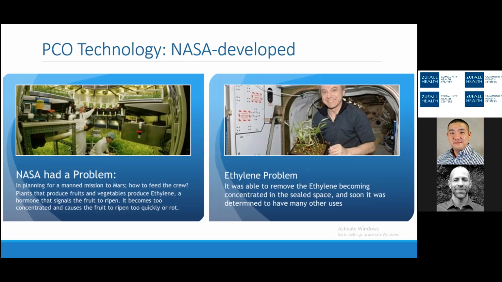And so they had to find a new technology to remove ethylene, a VOC, which cannot be removed by filtration devices. So PCO technology was created and implemented for this use, and it was also found to be safe in terms of zero byproducts being produced. That was a very important constraint in the development of this technology, since it was being used in a confined space.